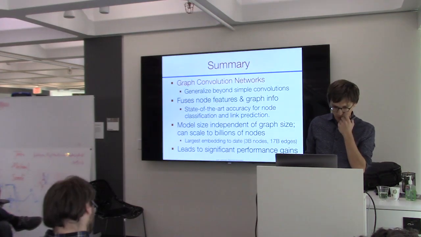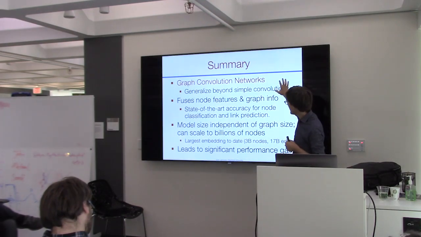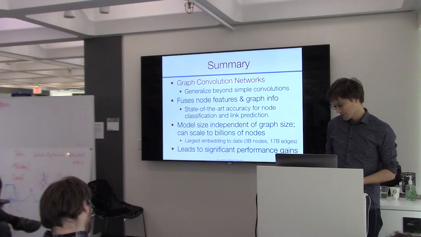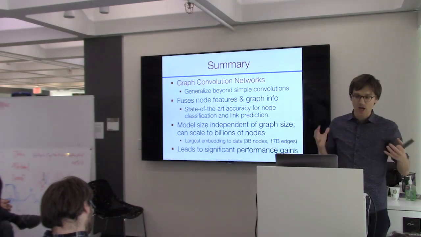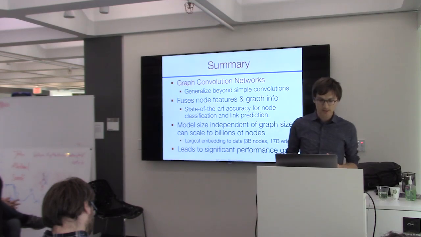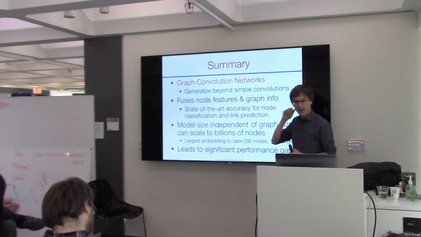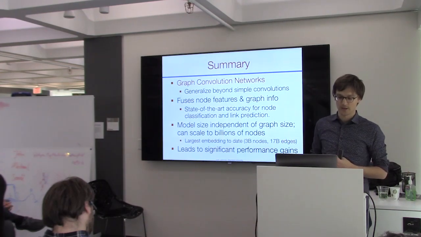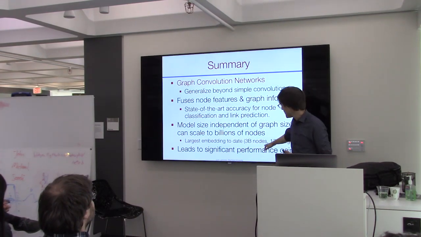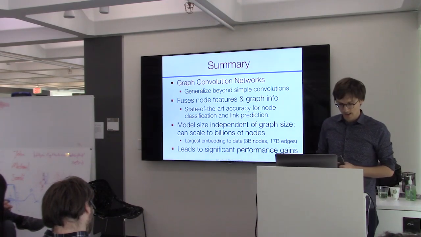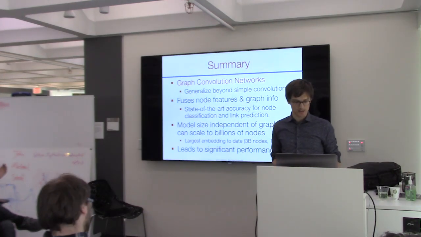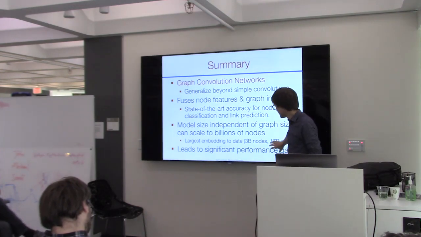So let me summarize. What was my talk about? It was about graph convolutional neural networks and how you can take convolutions that are defined over matrices and generalize them to arbitrary graphs. This learns to fuse node information with the graph information, and this gives state-of-the-art accuracy in classification, link prediction, graph classification, and so on. What is nice is that the model size is independent of the network size or the data size, and we can really scale this. It runs in production at Pinterest, making hundreds of thousands of recommendations a second. So this really works, it's robust, and it works really well.